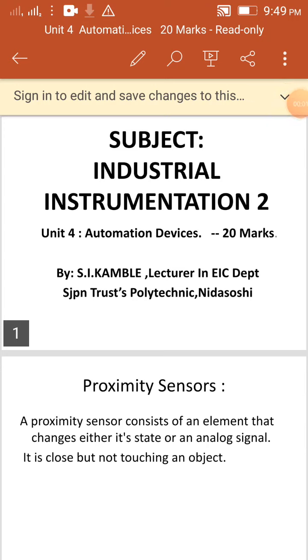Students, now we'll discuss Unit 4, that is Automation Devices. In this chapter, there are a total of 20 marks in the annual exam. So there will be a 10 marks question plus two 5 marks questions on this chapter.